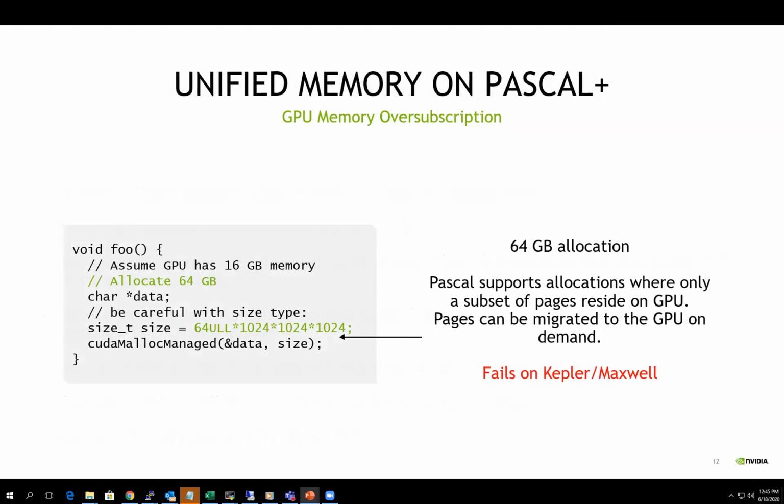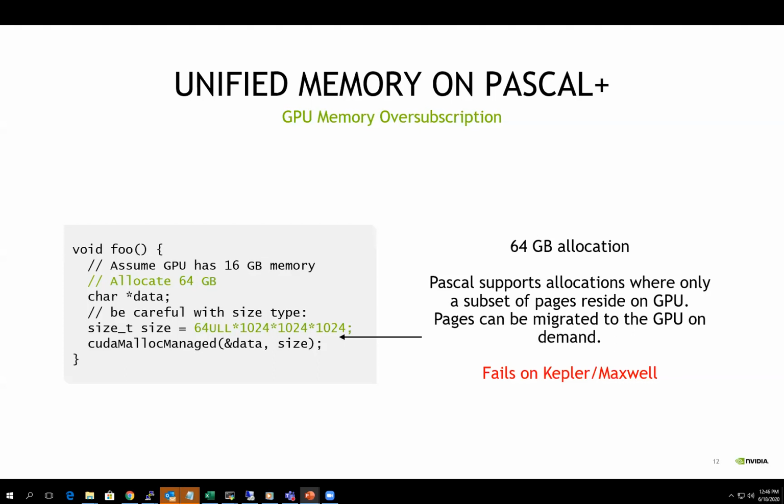All right, so that's as much as I want to say about what I'm referring to as the pre-Pascal regime. The modern regime I'm referring to as Pascal Plus. So wherever you see Pascal Plus here, I mean Pascal, Volta, Turing, Ampere, using CUDA 8 or beyond on Linux. Okay, and again, modern HPC machines like Summit and Cori fall into that category.